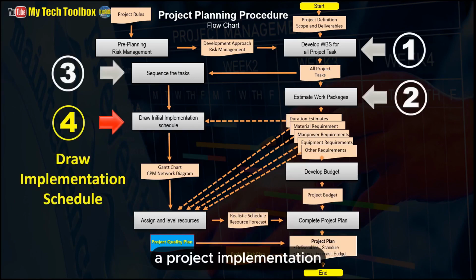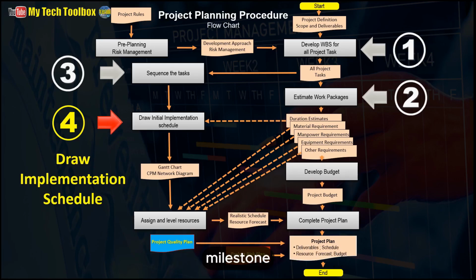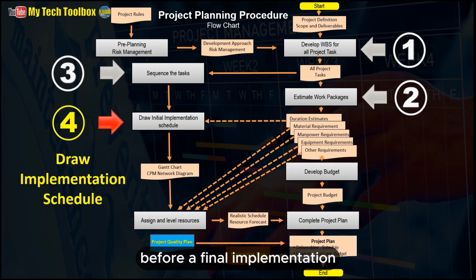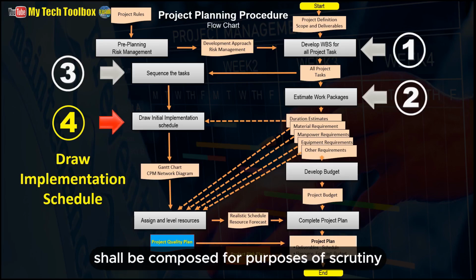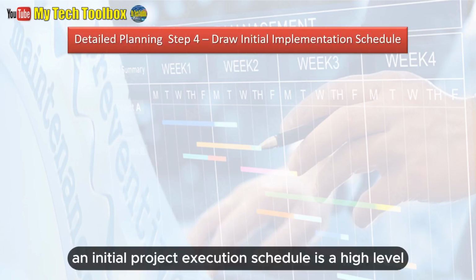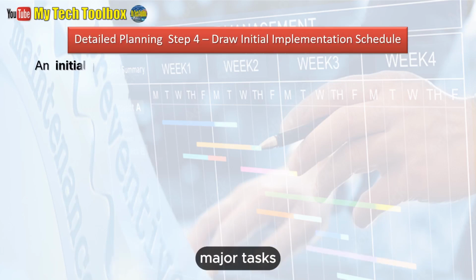A project implementation schedule is a detailed timeline within a project execution plan that outlines when each task, milestone, and deliverable in a project will be completed. Before a final implementation schedule is submitted for approval, an initial project implementation schedule shall be composed for purposes of scrutiny and evaluation.